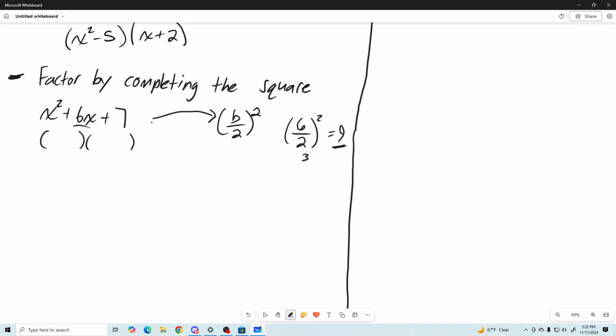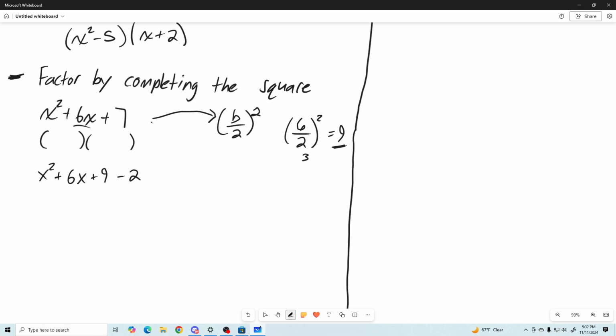So what I'm going to do is rewrite this as x squared plus 6x. Now, in order to turn this 7 into a 9, we have to add 2. So I'm going to put plus 9, but then I'm also going to put minus 2. Because I added 2, I have to subtract 2 in order to keep this all equal. I can't just add numbers for no reason. So if I add 2, I also have to subtract 2.